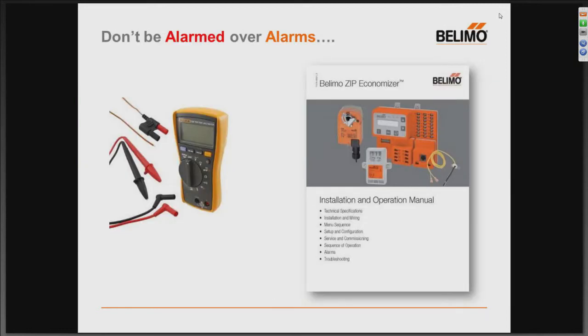Now, what we take pride in is trying to make things as easy as possible for setup and troubleshooting. Having the Zip Economizer, although it's a digital economizer, which is a big buzz phrase now with economizers, it is analog based. And by that, I mean you can go up to the roof with probes and measure all the outputs, all the readings of the device with very little issue.